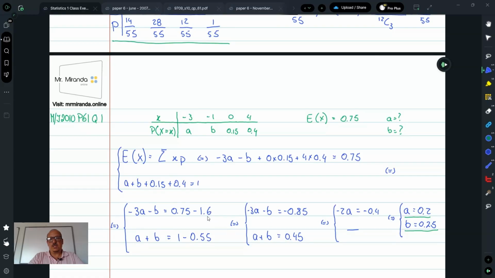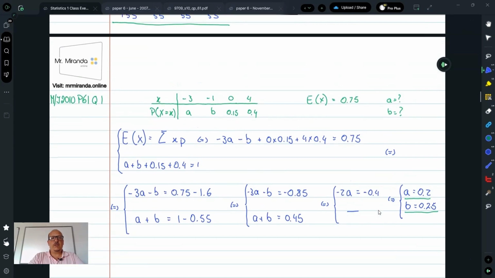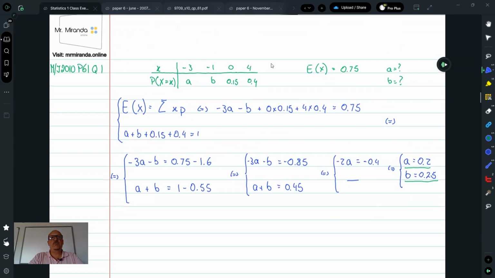In this case, after simplification, I used elimination. I just eliminated b. I got a, and then using the value of a, just substituted on either one, and I'll get the value of b. So all of this, and you have 3 points.